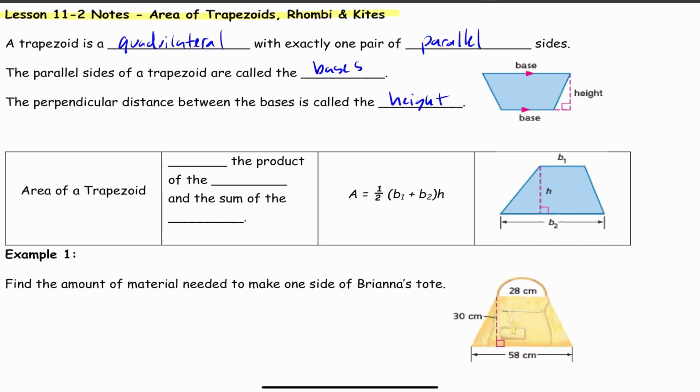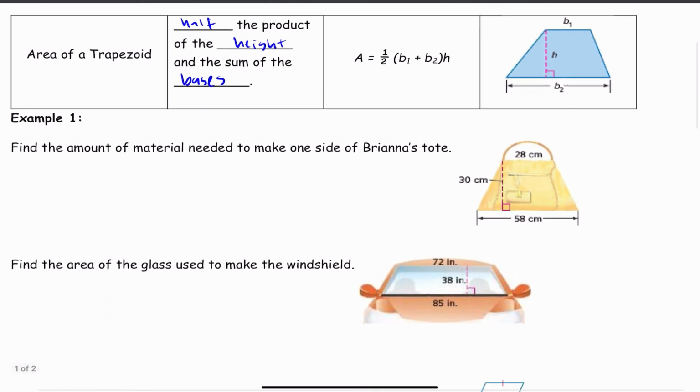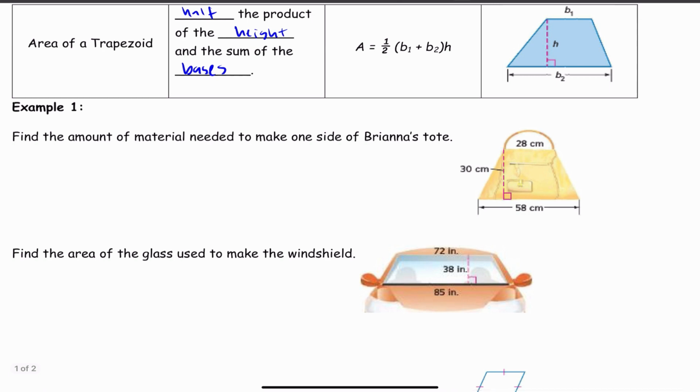So now let's take a look at the area of a trapezoid. The area of the trapezoid is half the product of the height and the sum of the two bases. So we use this formula: A equals 1/2 the quantity B1 plus B2 times the height. So let's go ahead and take a look at example 1.